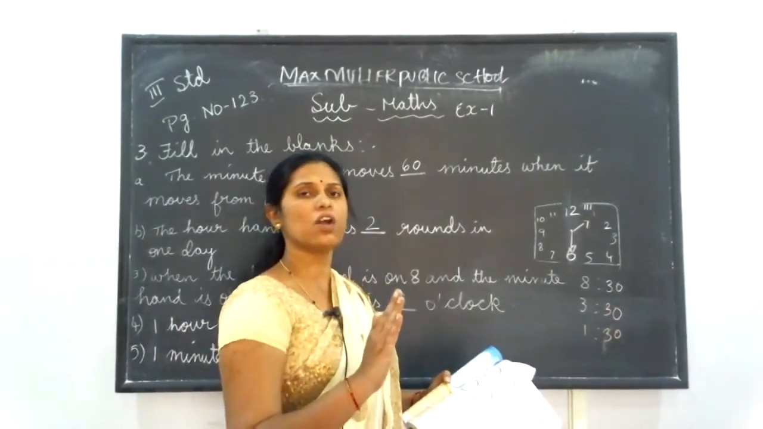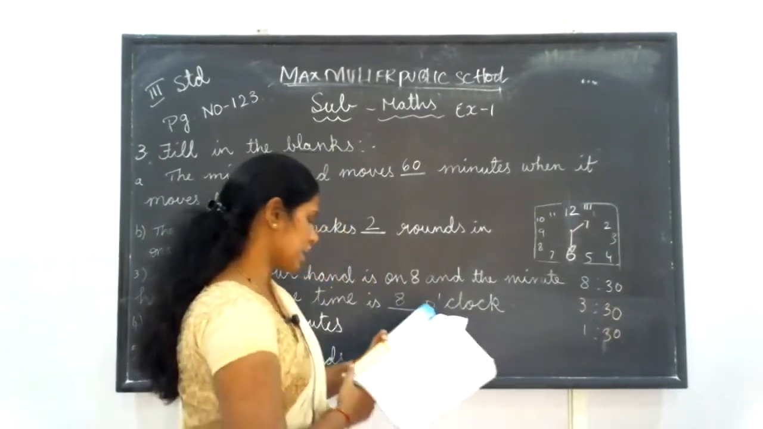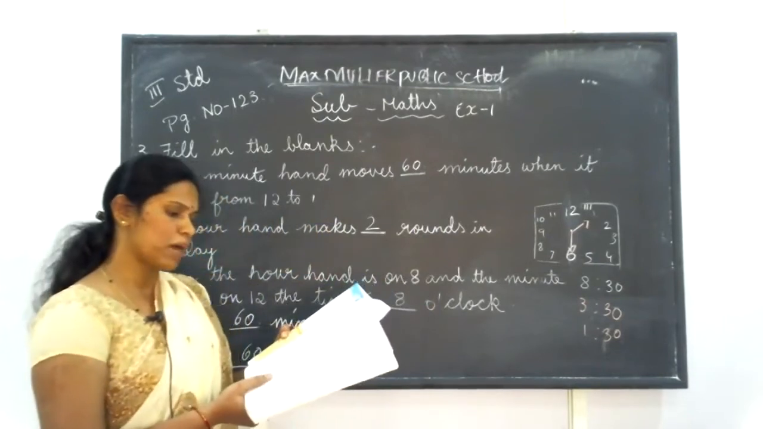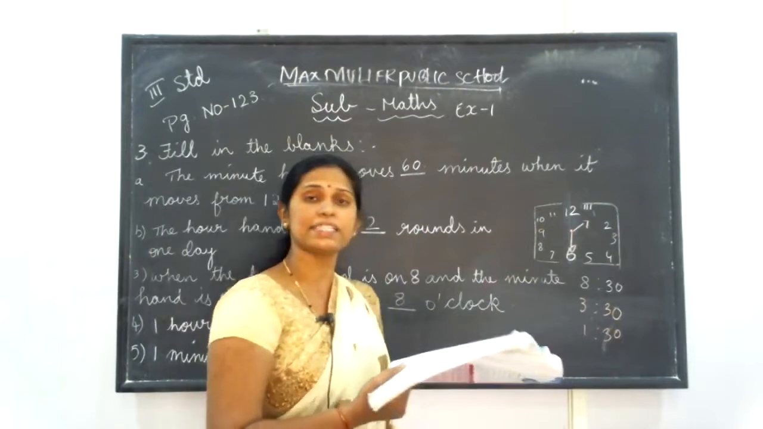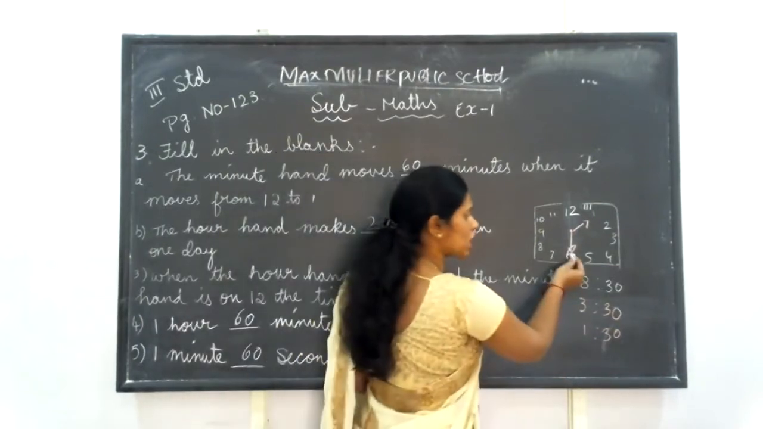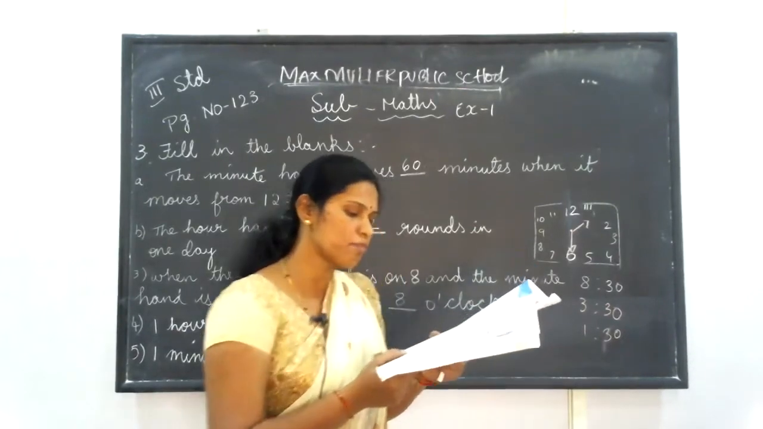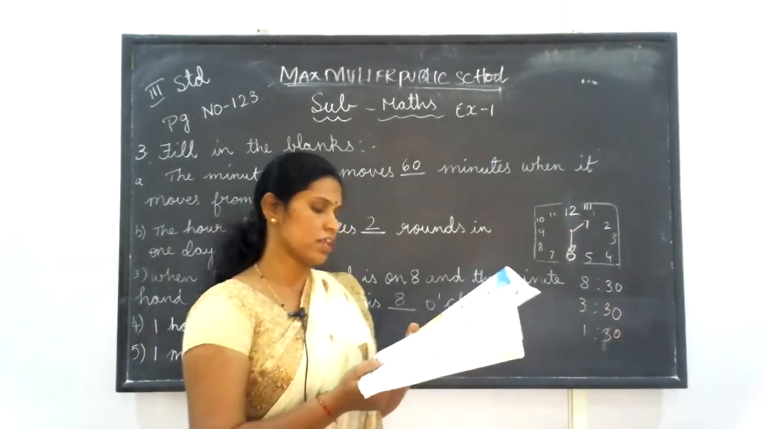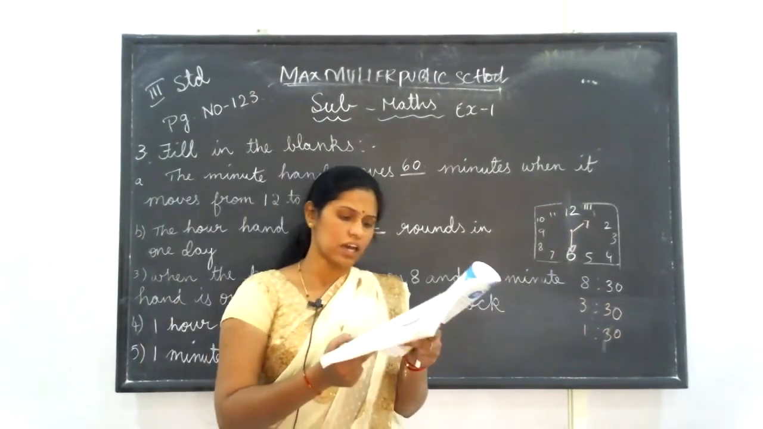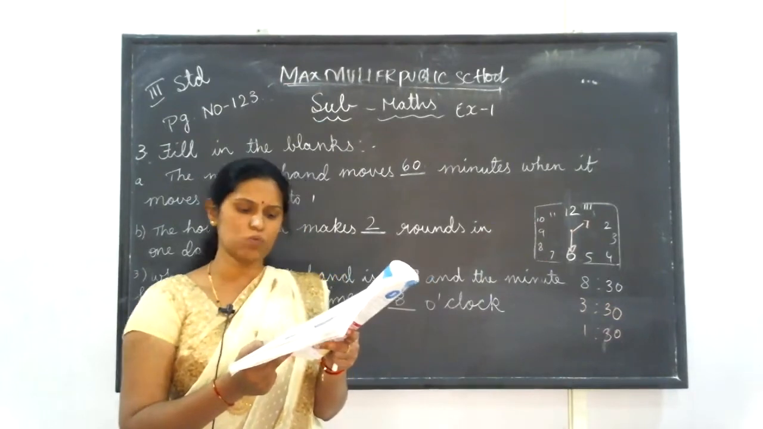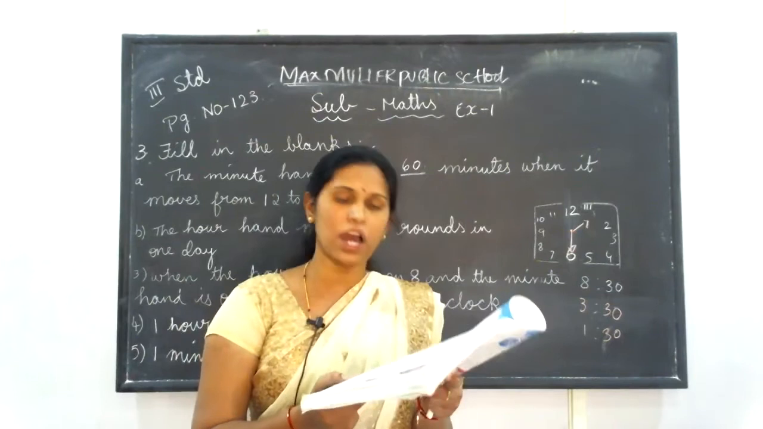8:30. After 8 o'clock, 8:30 means half an hour finished. So see here, time half past or 30 minutes past. When the minute hand is at 6, the minute hand means the long hand, if it is showing towards 6, the time is half past the hour or 30 minutes past the hour. When the hour hand is between 1 and 2, the time is half past 1 or 1:30.